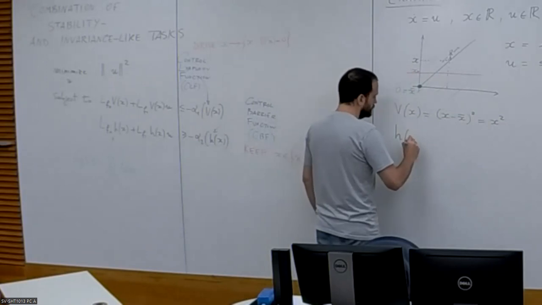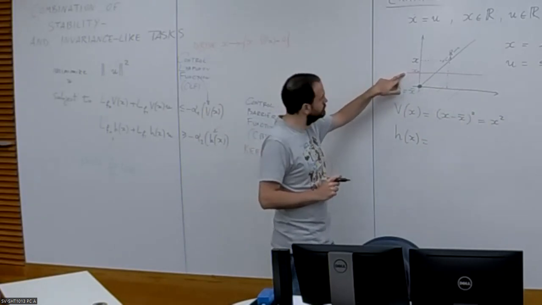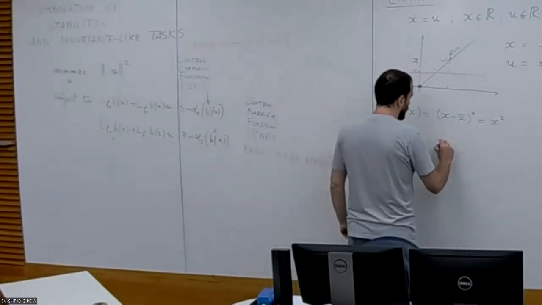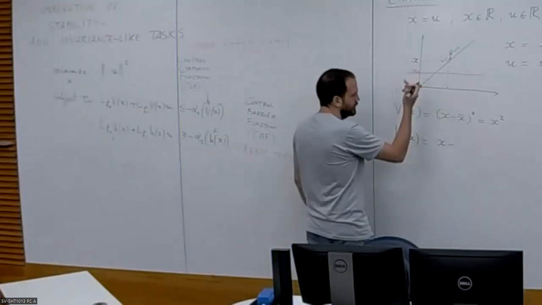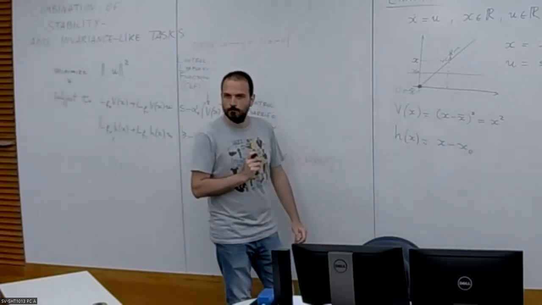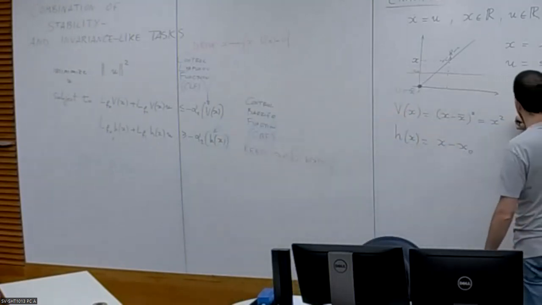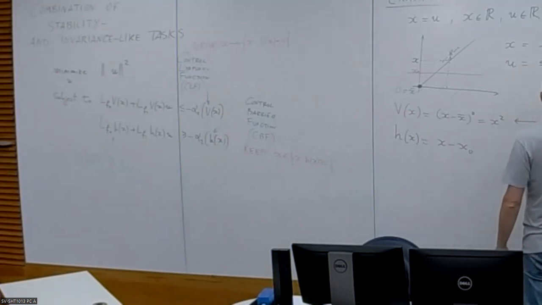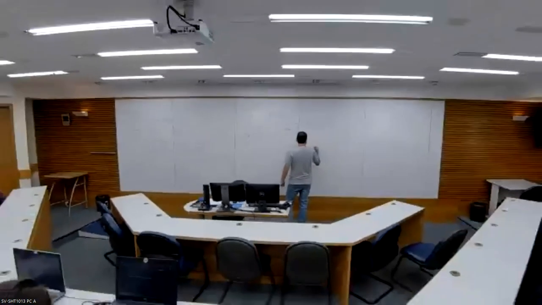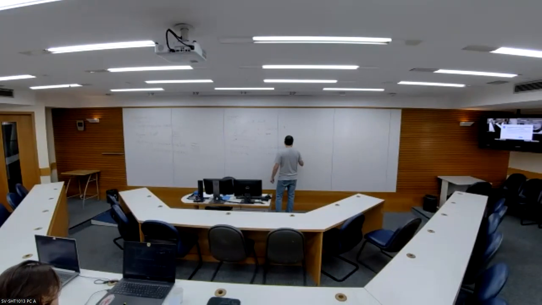The invariance-like task, which is to stay above this x obstacle, can be modeled as H of x equal to x minus x obstacle. So that H of x is equal to 0 if and only if x is equal to x obstacle, and H of x is greater than or equal to 0 when x is greater than or equal to x obstacle.